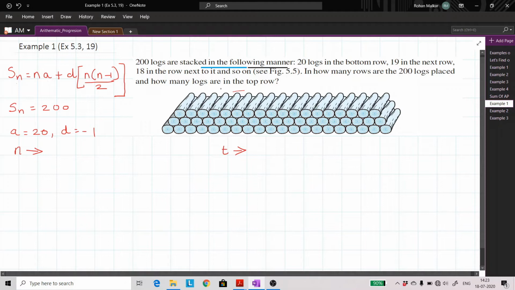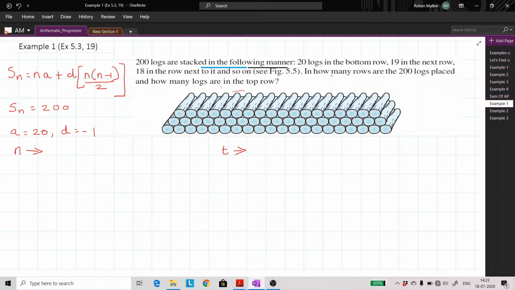The example says 200 logs are stacked in the following manner: 20 logs in the bottom row, 19 in the next row, and 18 in the row next to it, and so on. In how many rows are the 200 logs placed? And how many logs are in the topmost row?